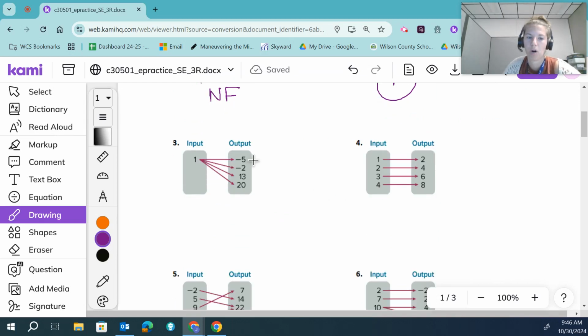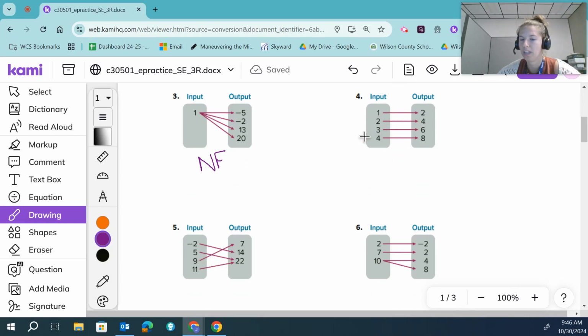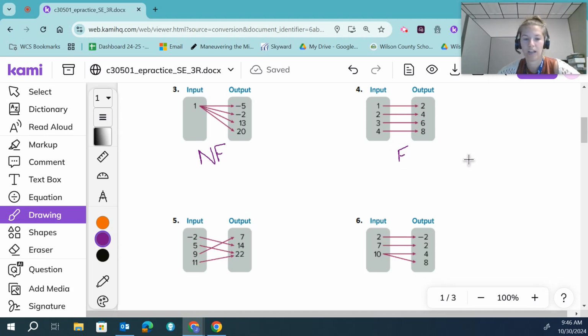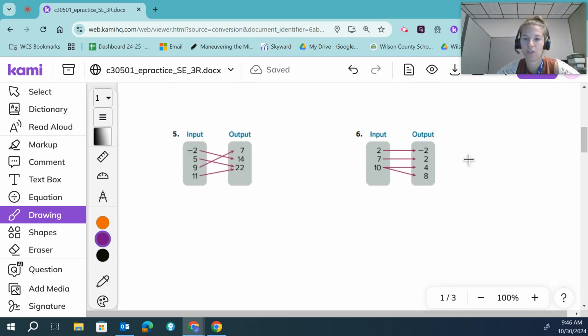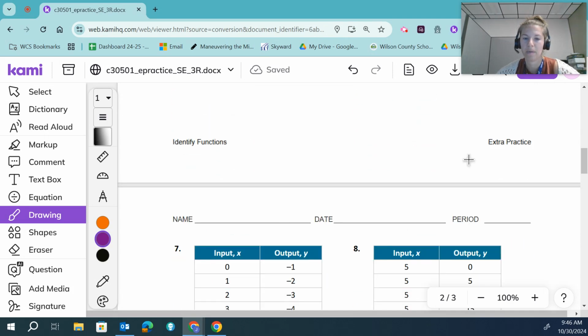Let's take a look at a couple more. Number 3 here says 1 is -5, -2, 13, and 20. Well, if each input has one and only one output, one cannot be four different things. So this is not a function. Each one has only one output. 1 is 2, 2 is 4, 3 is 6, 4 is 8. Okay, so each one has only one output. Okay, and there are 2 there you can try on your own of that type.